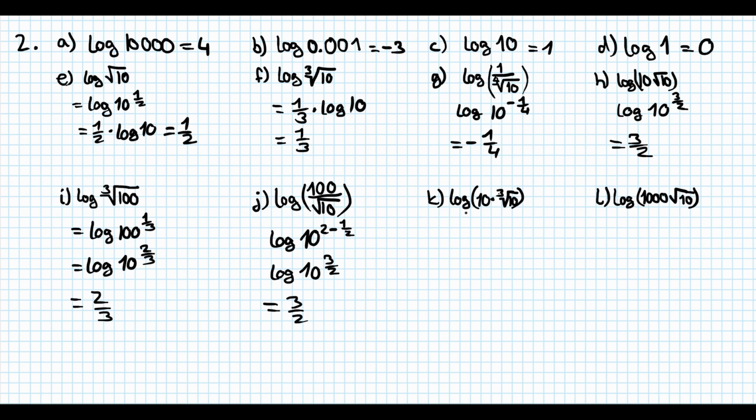Next we've got log of 10 times the third root of 10, which is log of 10 to the power of 1 plus 1/3, which is equal to log of 10 to the power of 4/3. So that's just 4/3.